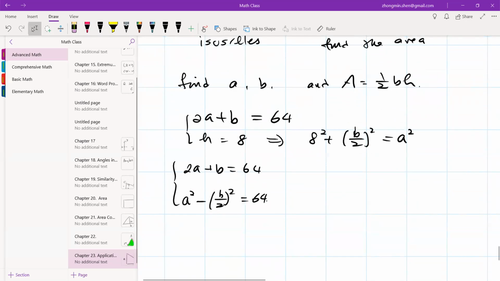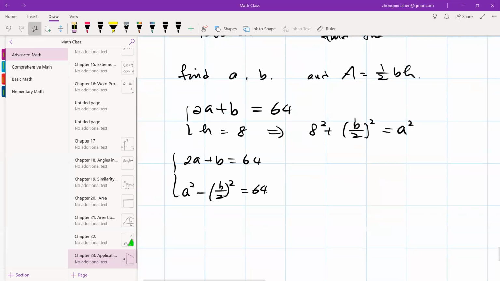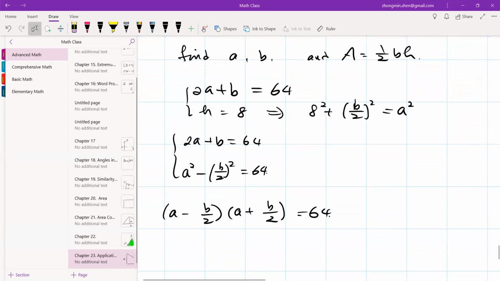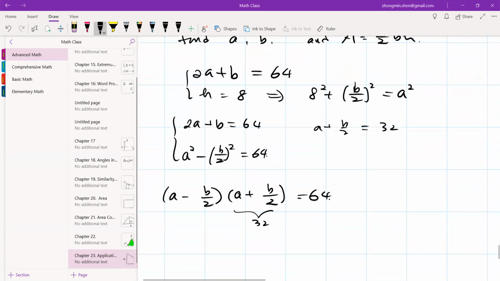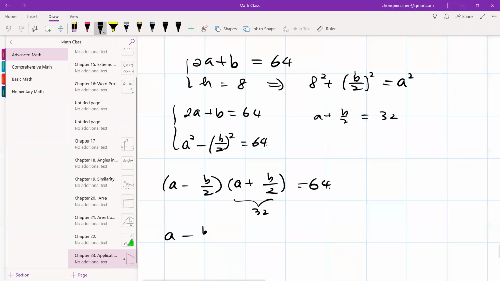You can use substitution to get a or b, but there's another way to do it. Use the second equation and factor it. Then you realize that (a plus b over 2) times (a minus b over 2) equals 64, and a plus b over 2 equals 32. So this part is 32. Then there will be a much quicker way to solve the problem.